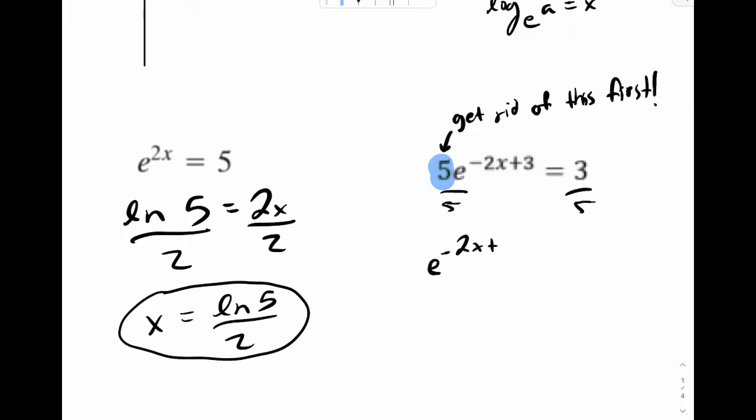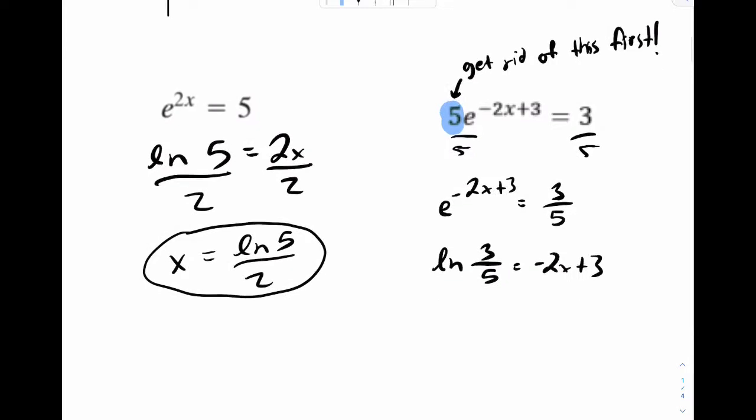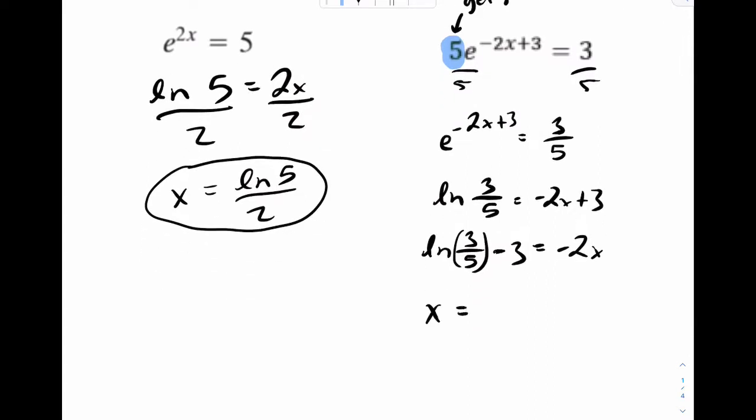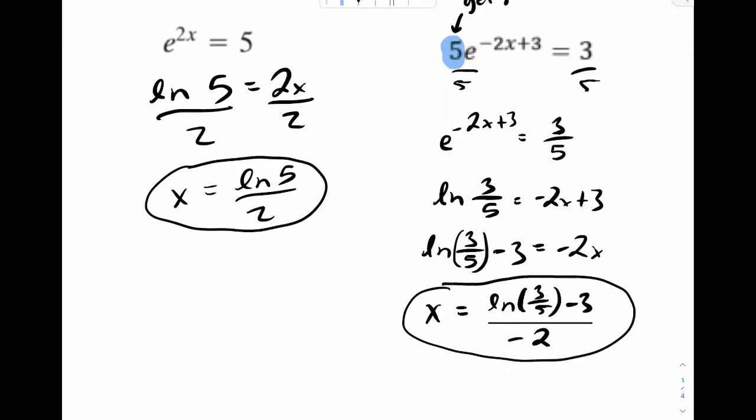And now we're in our pure exponential form. Let's change it to a log. So natural log 3 over 5 equals negative 2x plus 3. We're going to subtract 3. And make sure you put parentheses here to make it clear that you're only going to natural log this number. That's minus 3 equals negative 2x. And finally, here's our answer. The natural log of 3 over 5 minus 3, all divided by negative 2. And that is our answer. We can leave it like that.